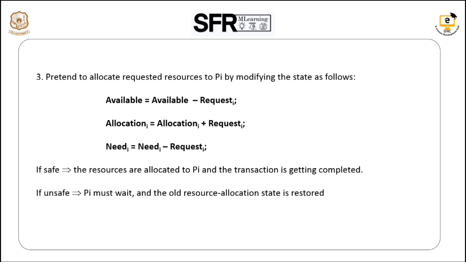If the resulting resource-allocation state is safe, the transaction is completed and the process Pi is allocated its resources. However, if the new state is unsafe, then Pi must wait for the request i.